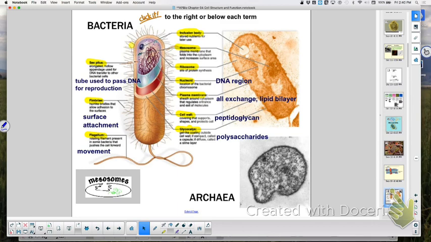The third thing I need to know is there are two general types of cells. What are the two general types of cells? Prokaryotic and eukaryotic. What's the difference? Prokaryotic cells have no membrane enclosed organelles. This is one right here. It's a prokaryotic cell. Eukaryotic cells are bigger, larger, and they do have membrane enclosed organelles.